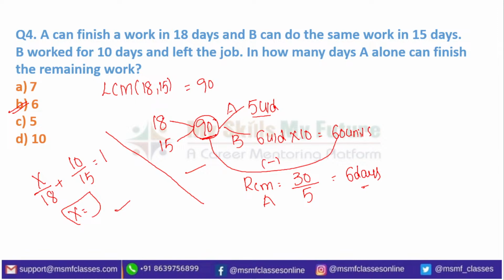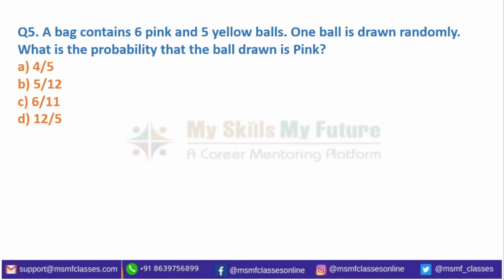Next question. A bag contains 6 pink and 5 yellow balls. One ball is drawn randomly. What is the probability that the ball drawn is pink?